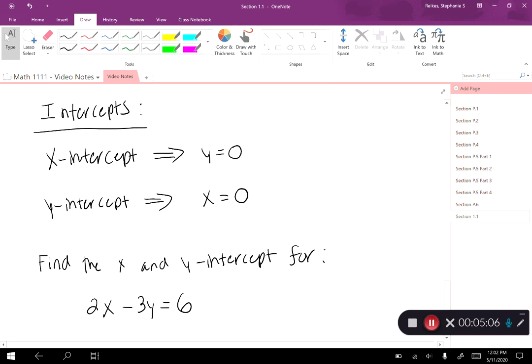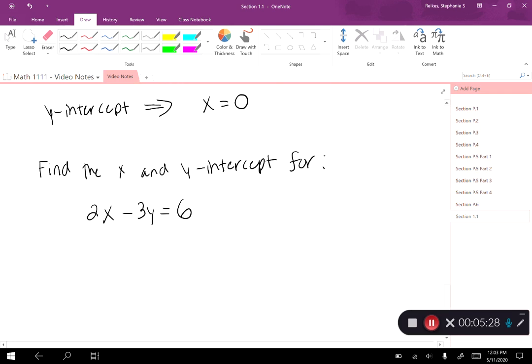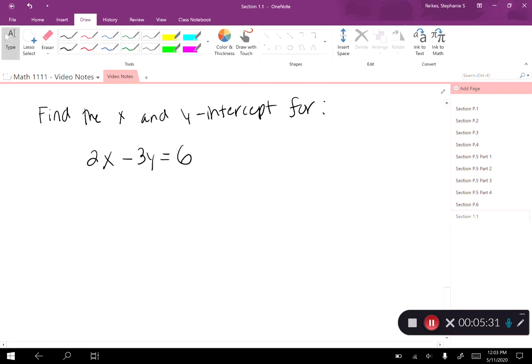All right, last topic for section 1.1 talks about intercepts. Your x and y intercept. Your x-intercept is where your graph touches or crosses the x-axis, and that happens when your y value is 0. Your y-intercept is where your graph touches or crosses the y-axis, and that happens when your x value is 0. So let's look at an example where we calculate the x and y intercepts.